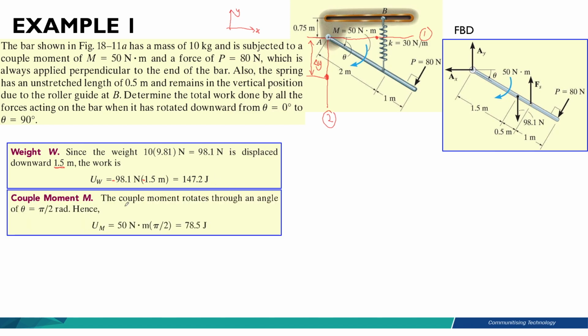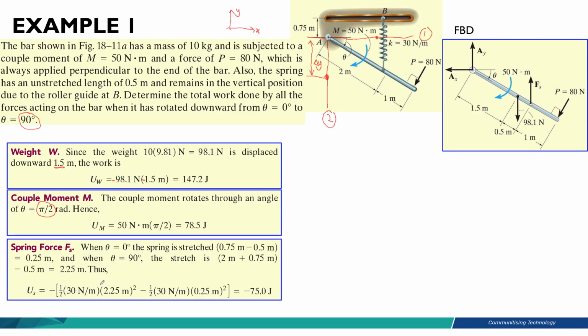Next, let's take a look at the work done by the couple moment here. There is a couple moment M of 50 Newton meter. The couple moment rotates through an angle of theta equals pi over 2. Remember, the motion is from theta equals 0 until theta equals 90 degrees. So 90 degrees here is equivalent to pi over 2. Okay, we have to convert degrees into radian. And therefore, the work done by the couple moment is equal to 50 Newton meter times pi over 2. We have 78.5 joule for the work done by the couple moment.